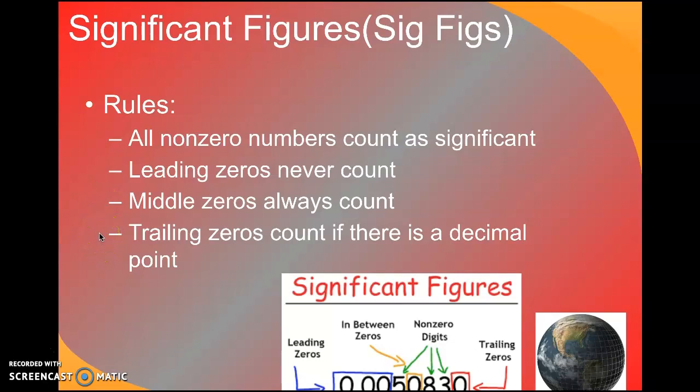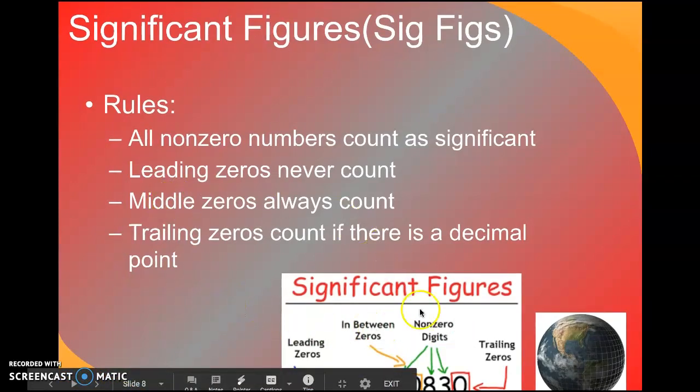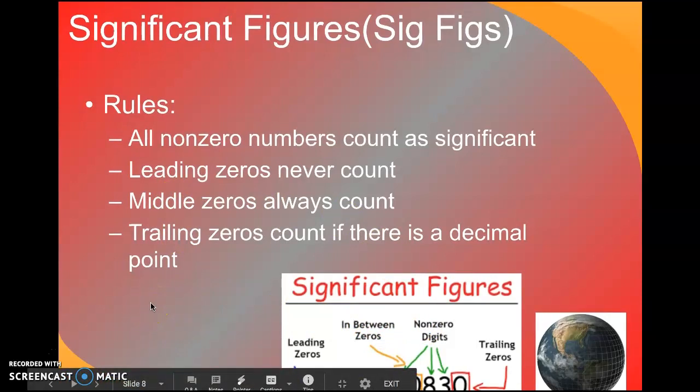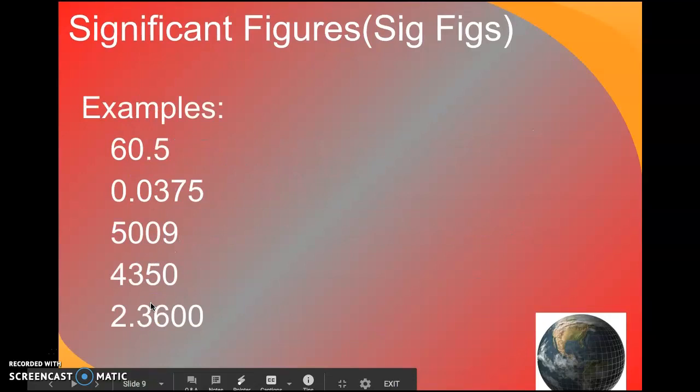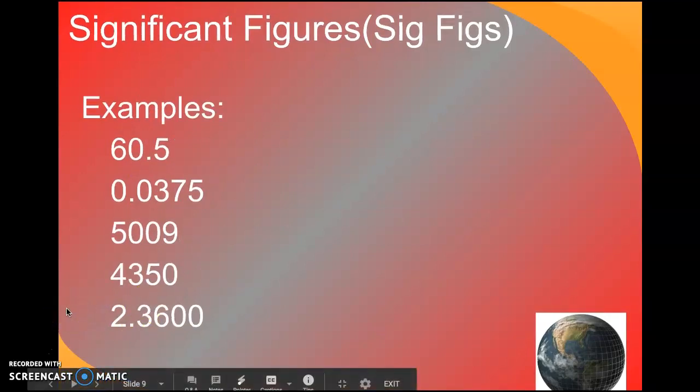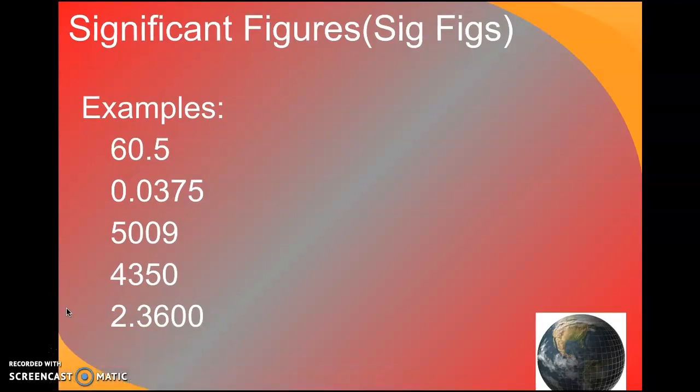Trailing zeros are a little bit different. They count, but only if there's a decimal point. If there's no decimal point, then trailing zeros do not count. So this is an example down here. Middle zeros, sometimes they're referred to as in between zeros. All right, but we'll practice with this now. So here's some examples, and what you want to do is look at these numbers and just say how many significant figures there are. So if you want to pause it and try that out, because I'm going to go through the answers right now.